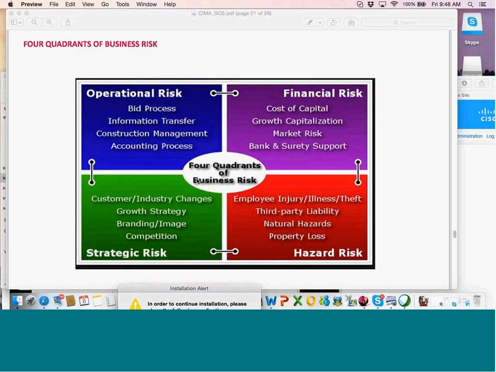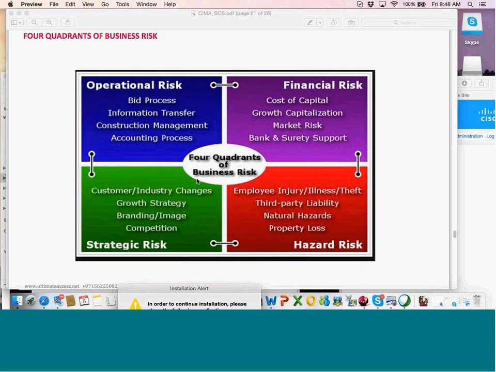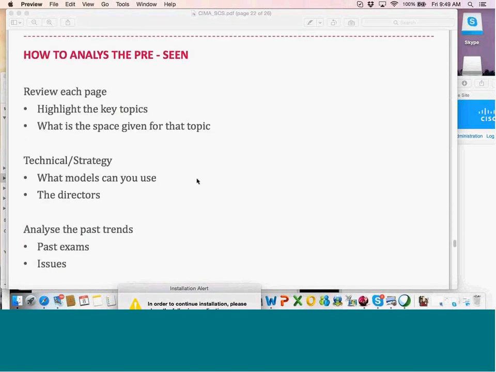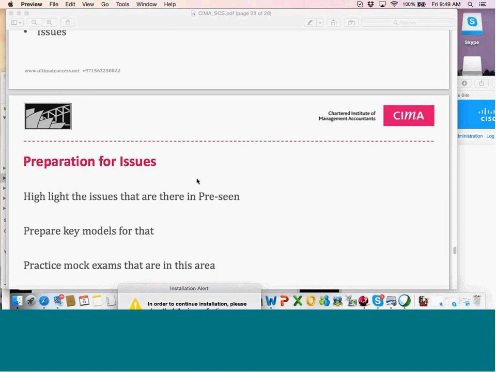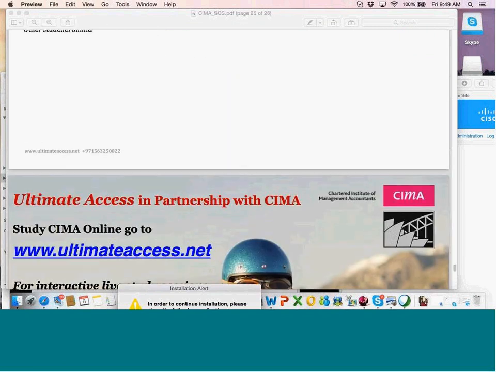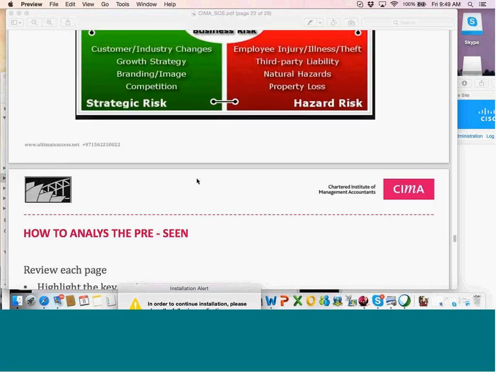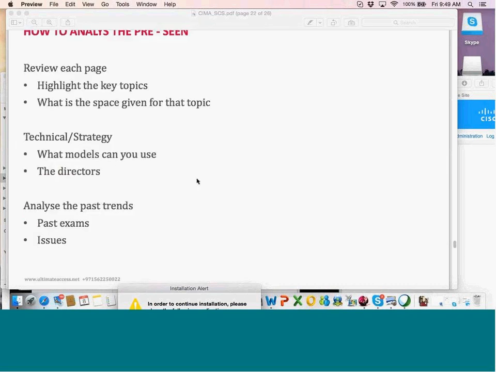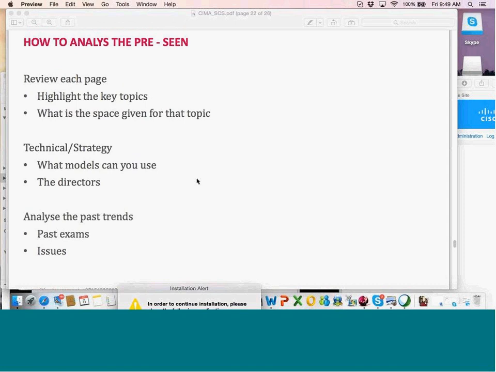We spoke about how in the business itself there is risk, and how to manage that. We have gone through it in P3, one of the first things. Just to summarize, we highlight, view the pre-seen. Your work would be to look at it. Have you gone through the pre-seen? But I did not read the whole thing.